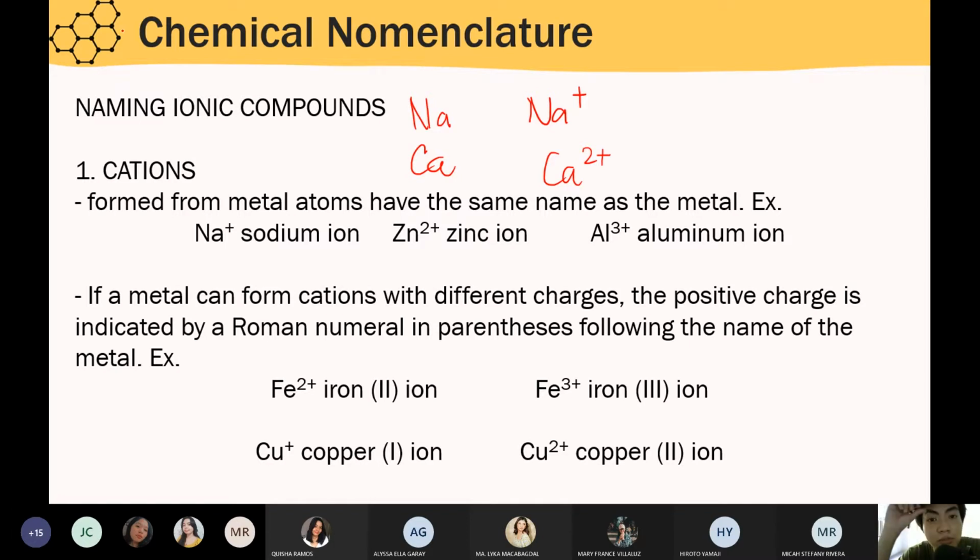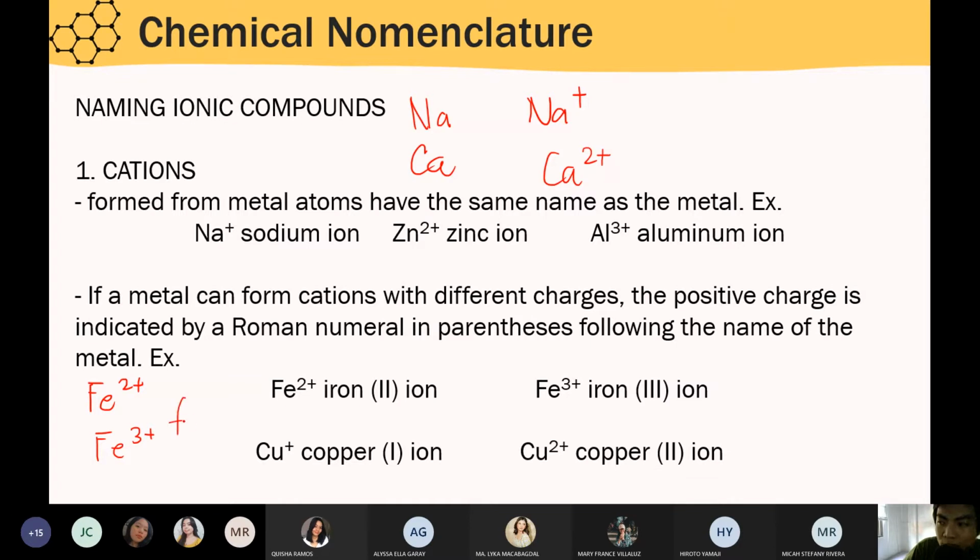So since you have multiple charges for transition metals, you should indicate the charge, no? Because the behavior of two different ions will be very chemically different. For example, the behavior of Fe2+ will be different from the behavior of Fe3+. So they will have different chemical reactivities. So that's the idea, no?